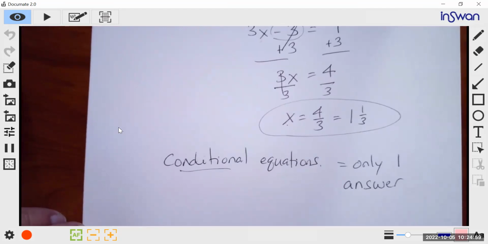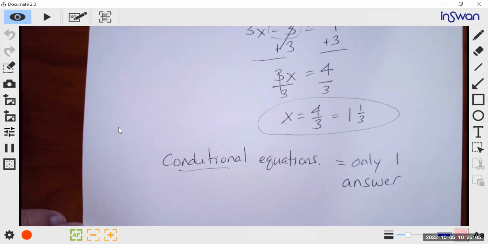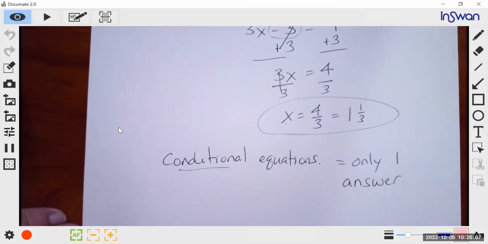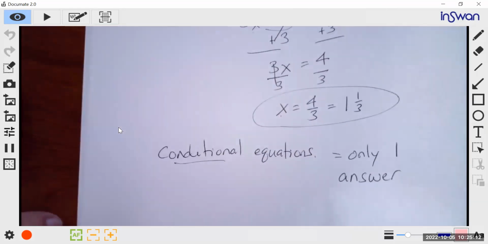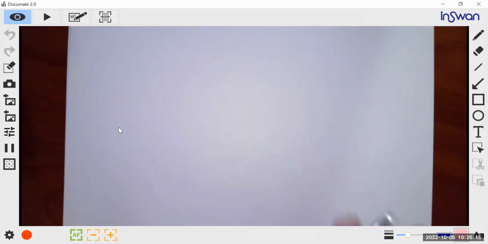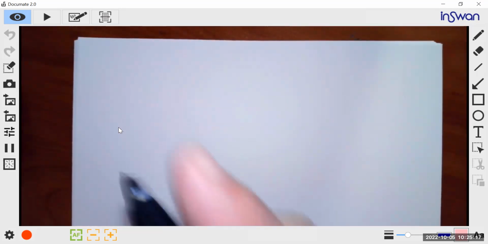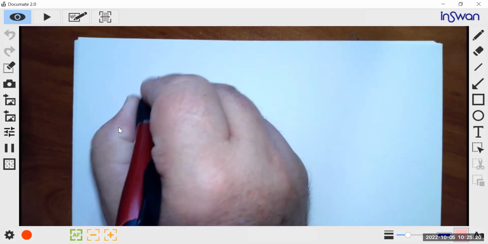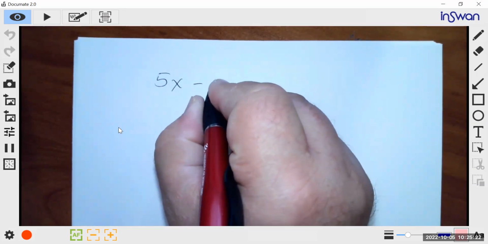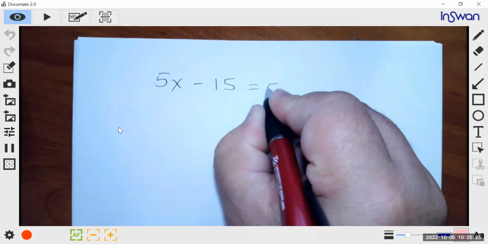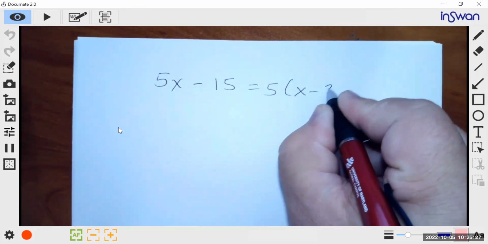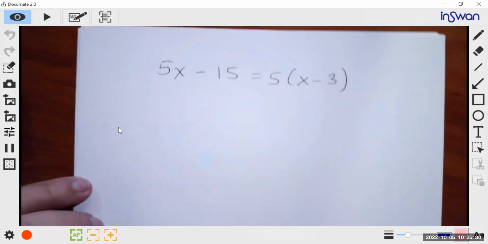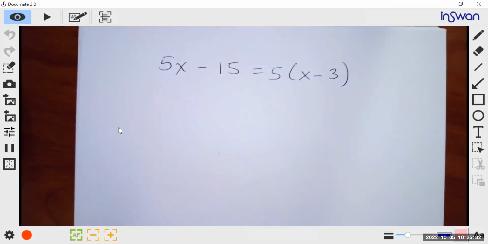There are two other possibilities. One, you can have infinite solutions. And the other one, there are no solutions. Here's an example here. 5x minus 15 equals 5x minus 3. Work this one out.